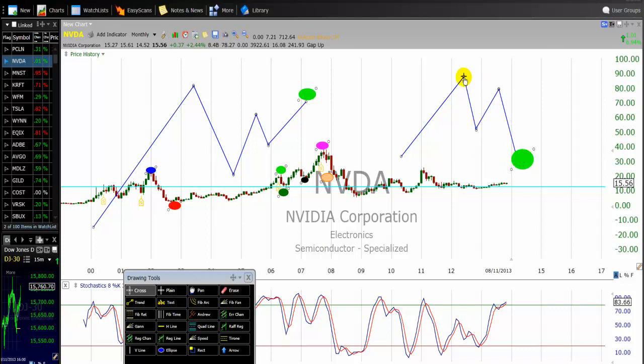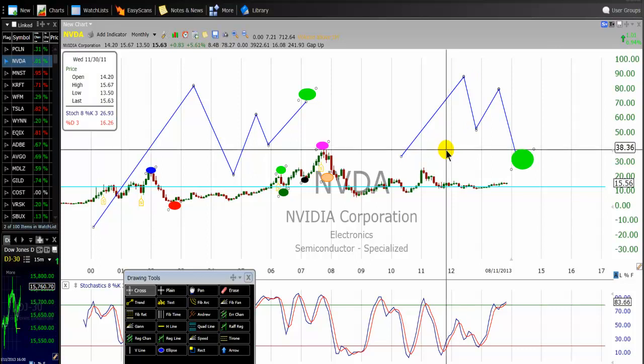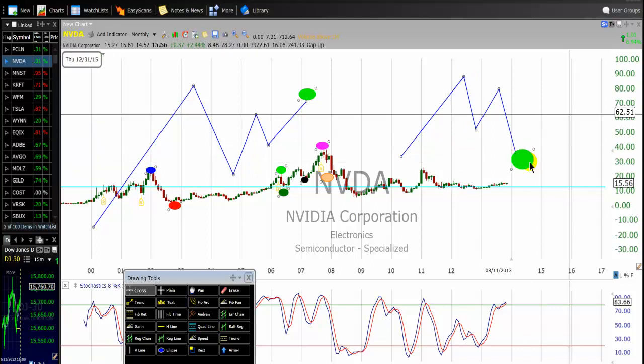So the A to B should be exactly 61.8% of XA. The B to C should be between 38.6% and 88.6% of the AB. And the C to D should be completed at 78.6% of XA. Should come down, okay? All right.